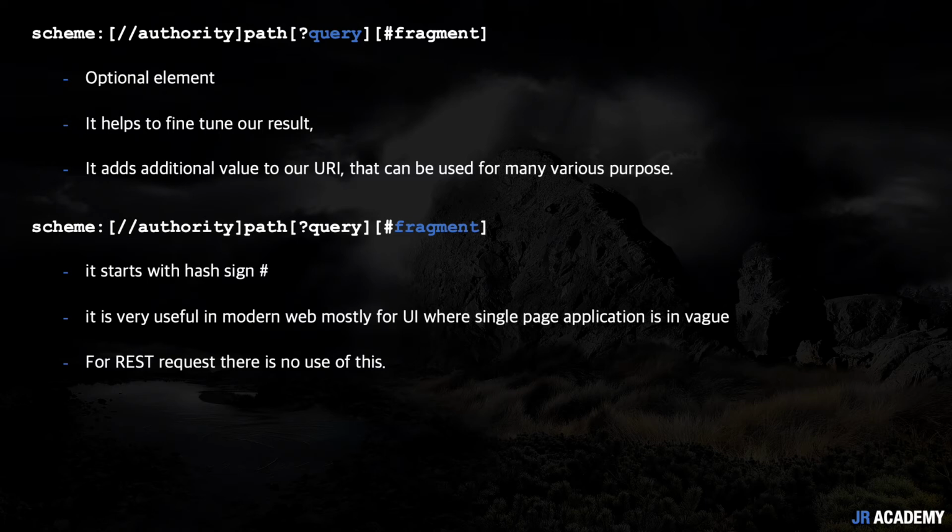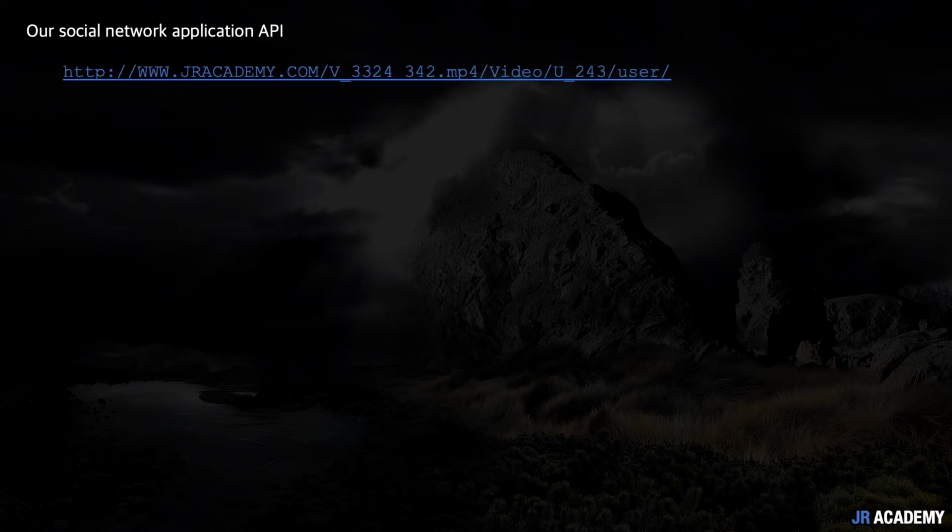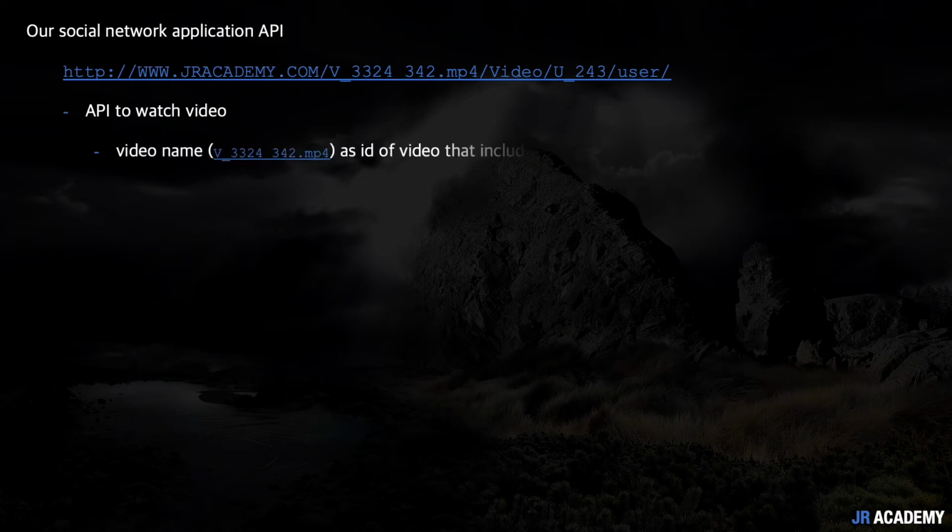So this was the generic sequence of a URI, and here a few characters are reserved, such as colon, question mark, hashtag, square bracket, and @ sign. So we need to keep in mind while designing the URI that these are special characters that we can't use in the URI. So moving forward to our guidelines or rules, and to understand this properly, take an example of our social network application API, which looks something like this. So this API is to watch a video, where we have the video name as the ID of the video, which includes the file type MP4, and this video belongs to some user with user ID U_243.